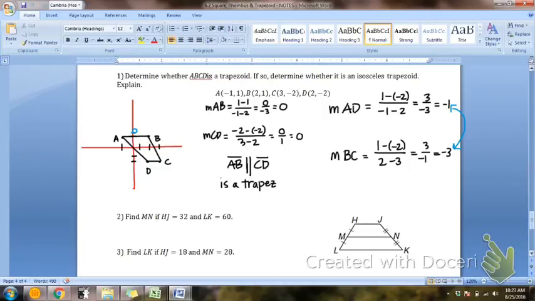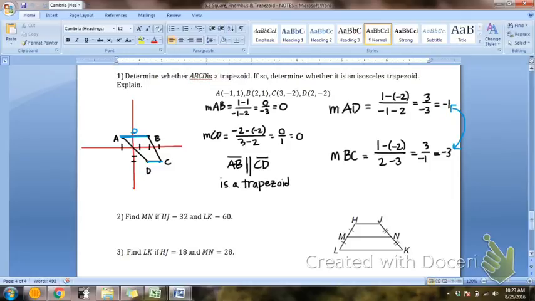Then they asked me to prove if it's an isosceles trapezoid. How would I know if this is an isosceles trapezoid? Because I've already established that AB and CD are my bases. So if I want to prove that this is a trapezoid and it's isosceles, what do I have to check? What do I need to know about BC and AD? I need to know the distance, right? So I need to know if they're congruent.